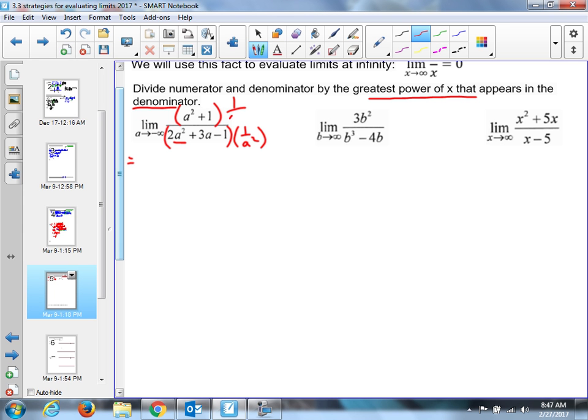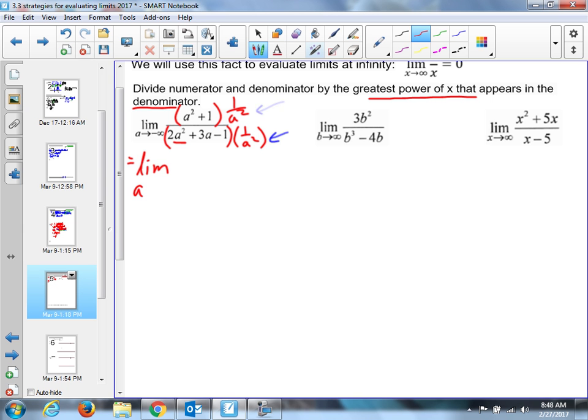1 over a squared. So I'm multiplying top and bottom, dividing numerator and denominator, by the greatest power of x that appears in the denominator. Well, dividing is multiplying by 1 over, right? Same thing. 6 divided by 2 is the same as 6 times 1/2. That's division in a sense. Okay? So that's what I'm doing now. Let's rip that through and see what we get.